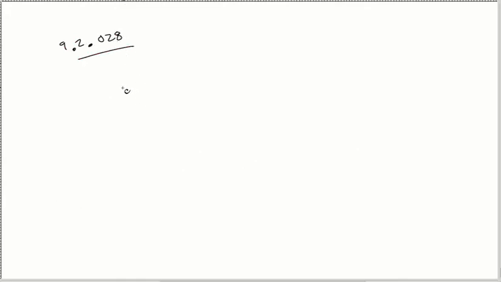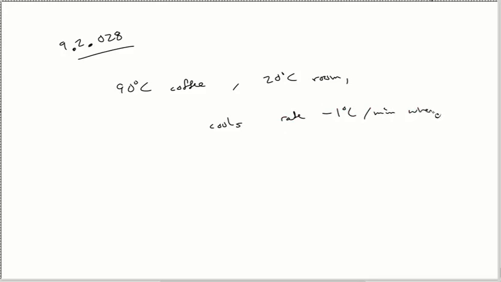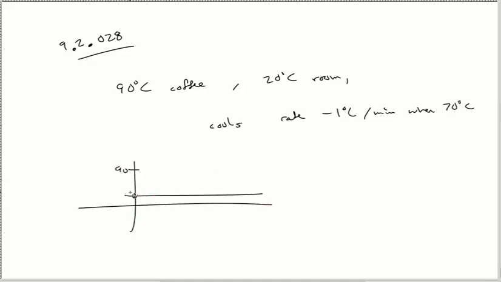92028. This is a Newton's law of cooling problem. I got 90 degrees Celsius coffee sitting in a room that is 20 degrees Celsius, and it says that it cools at a rate of -1 degree Celsius per minute when the coffee is sitting at 70 degrees Celsius itself. Let's talk about this. I got 90 degrees here, and it's going to limit itself to 20 degrees here, and it's going to level off down to 20.